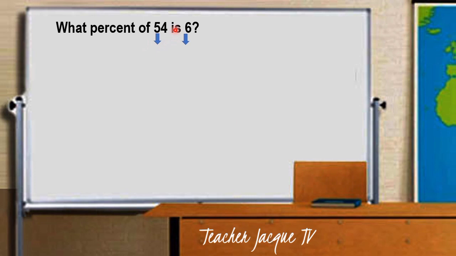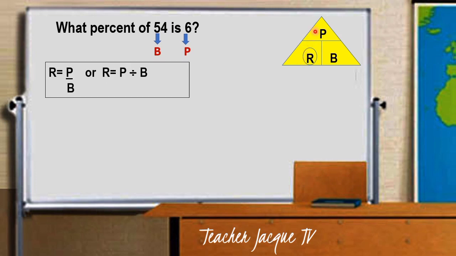So therefore, dapat laging mas mataas yung ating base kaysa kay percentage. So si 54, yun yung ating base. Then yung 6, yun yung ating percentage. So tignan natin si magic triangle. Nawawala si rate. So ang ating formula ay R is equal to P over B, or R is equal to P divided by B. So, substitute natin. R is equal to yung ating P, which is 6, divided by yung ating base, which is 54.